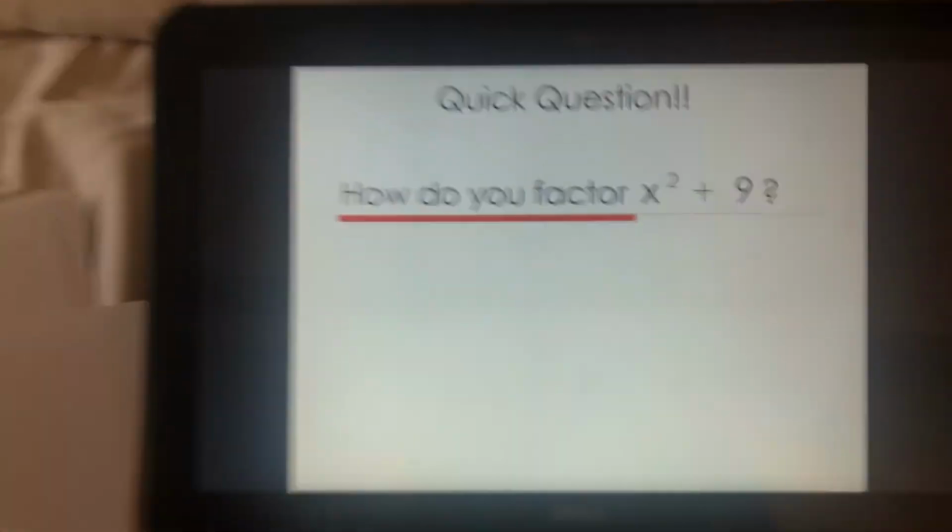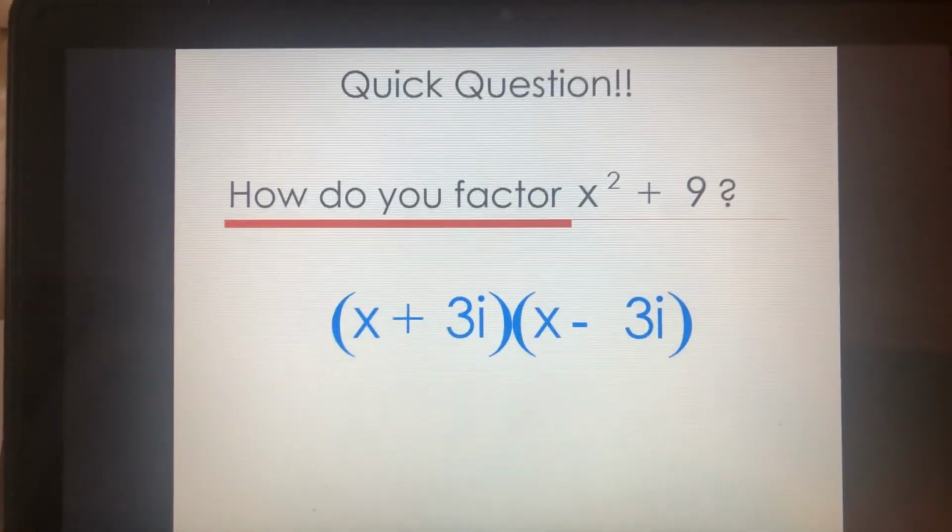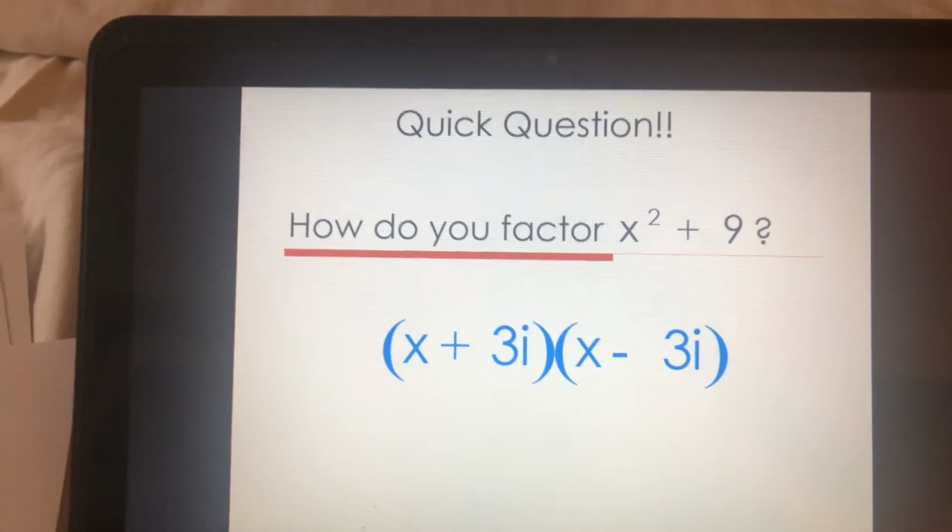Well, okay, so remember I always said if you had x squared minus 9, that's going to factor to x plus 3, x minus 3. Well, with this one, the way you're going to factor this is going to be x plus 3i and x minus 3i. So it's going to factor just like a difference of squares, except with the i. And the i squared is going to change that sign.